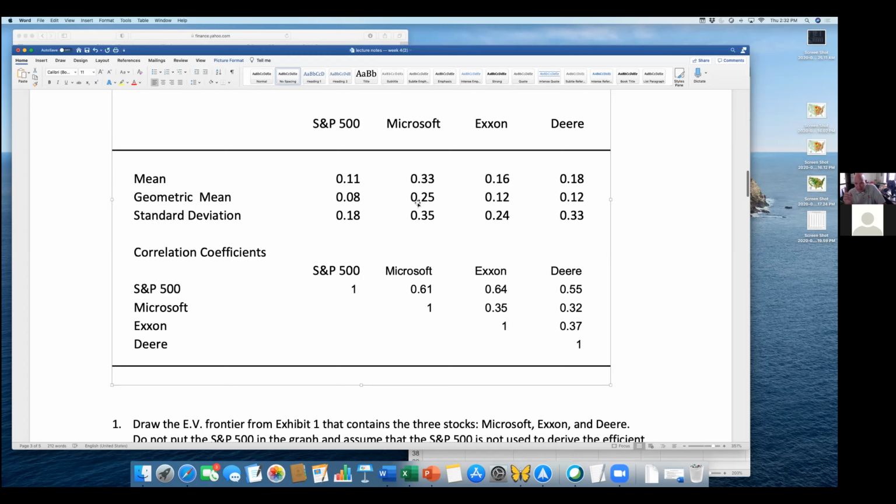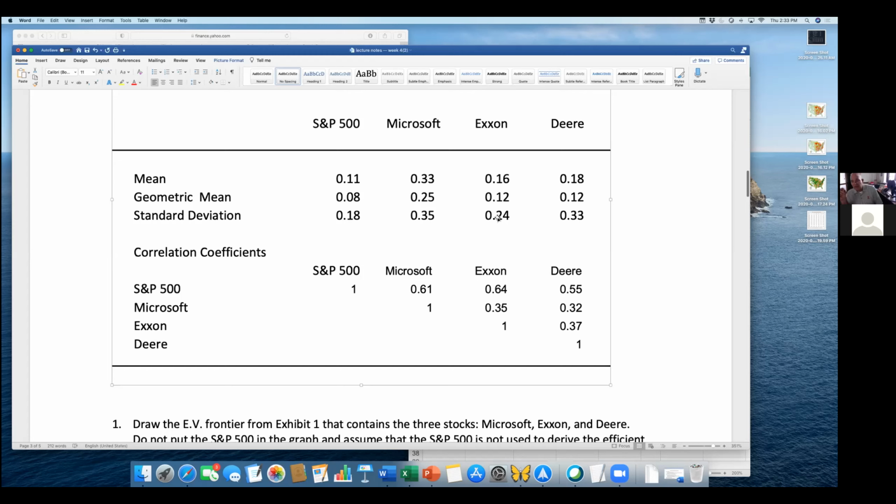So if you were drawing that frontier, I asked you to put these three assets on the portfolio. You'd put Microsoft at the top, 0.25 return. Exxon and Deere would have the same returns, so they're going to be on the same horizontal level. Standard deviation is going to be higher for Deere.